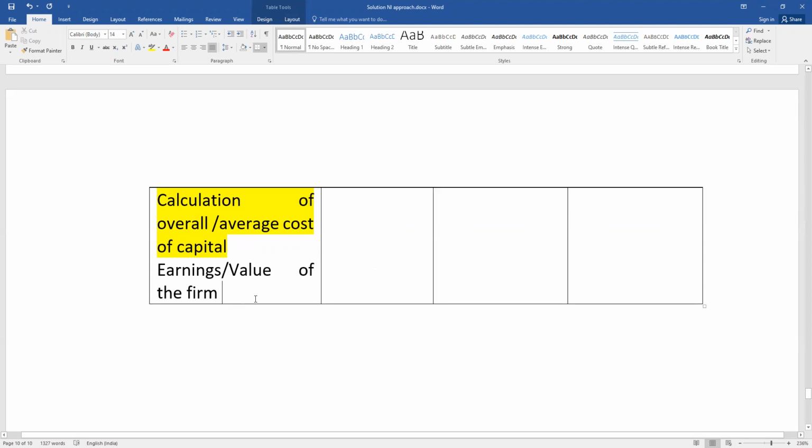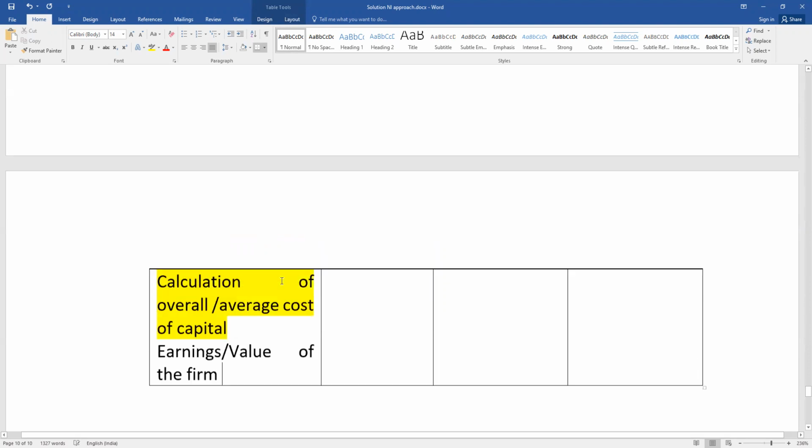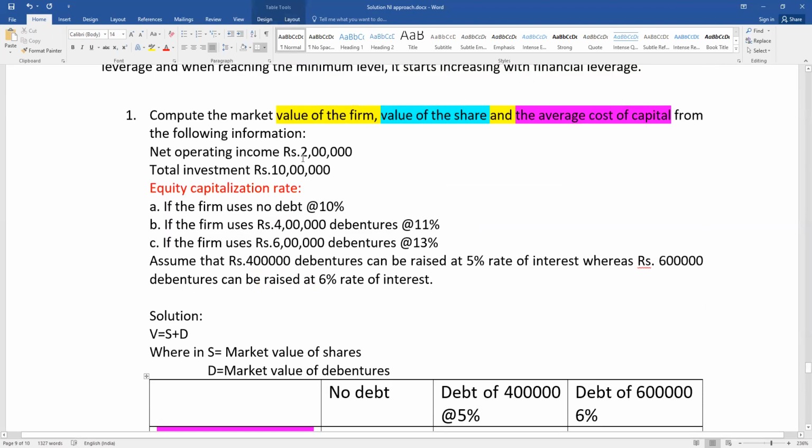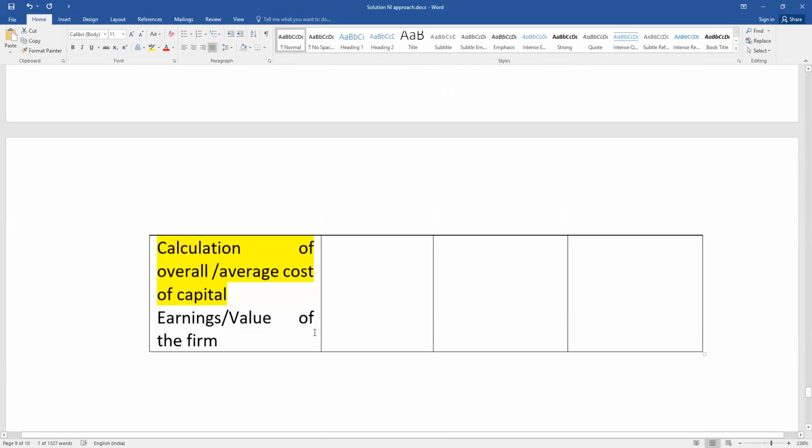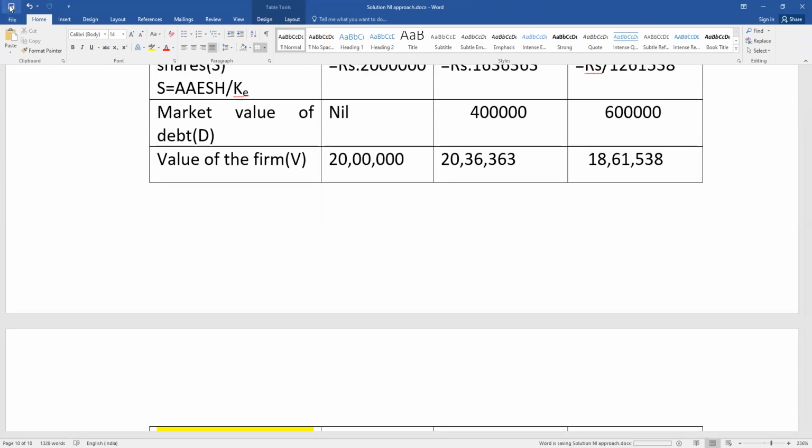Did you understand this? Yes or no? Yes, ma'am. So now we have the earnings. How much is the earnings given in the problem? We have the net operating income as 2 lakhs. We have the total value of the firm as well. Now we are calculating the average cost of capital. Hence, this would be multiplied by 100 because the rate is always expressed as a percentage.